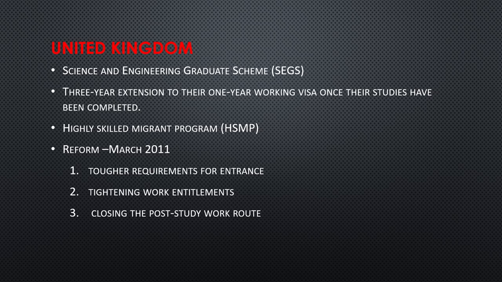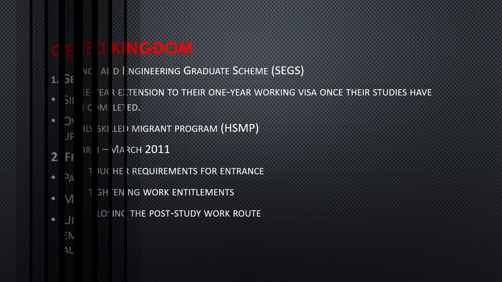However, in March 2011, the UK government made an announcement on reforming the student visa system, which is getting much stricter. The major changes in student immigration policies, including tougher requirements for entrance, tightening work entitlements and closing the post-study work route, are aimed at ensuring the UK welcomes the best overseas students with expected contribution.